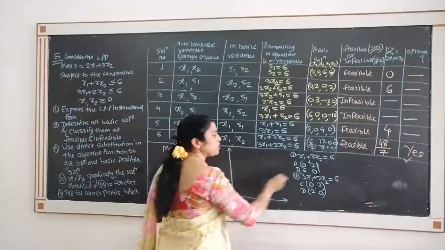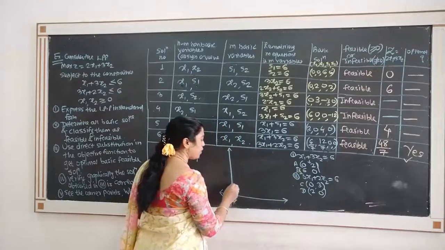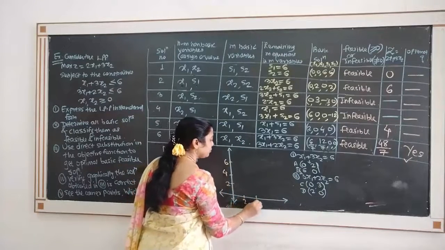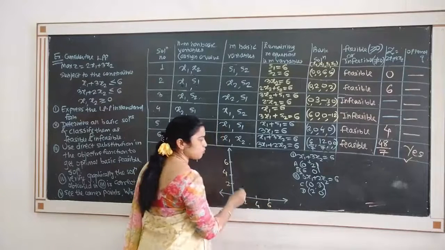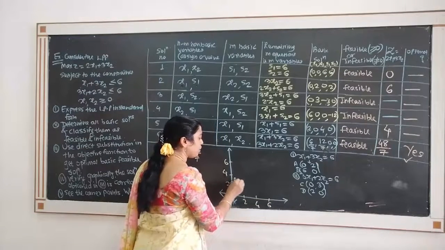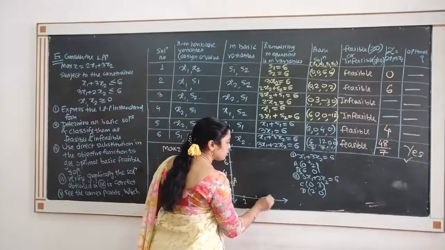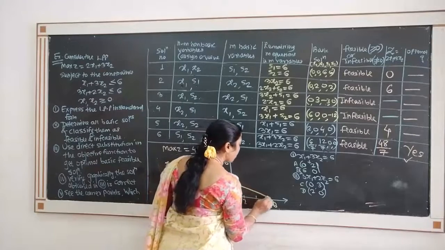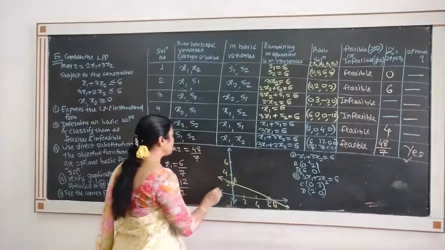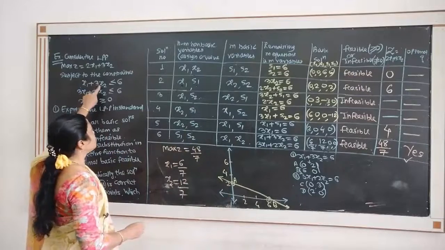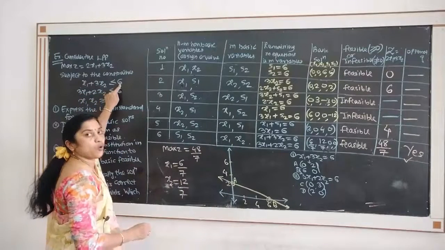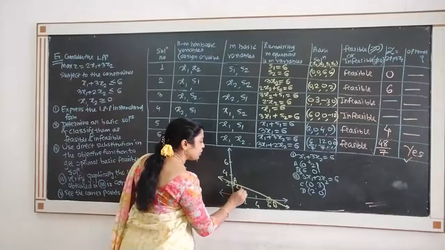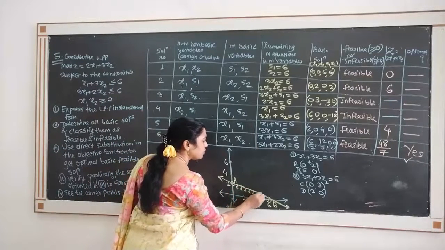So we have 4 points. A point is 0, 2. I will label this, suppose I will take scale 2, 4, 6. Now see the first point. It is 0, 2, that is A point. Next point is 6, 0, that is B point. We get the line AB. Which region is required for this? Because if you put 0, 0 here, 0 is less than or equal to 6. Origin satisfies the inequality. So we want origin side region.